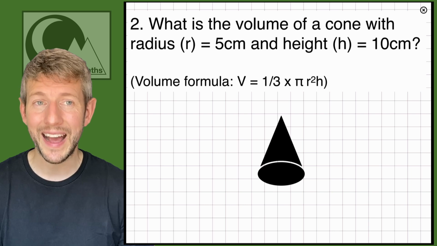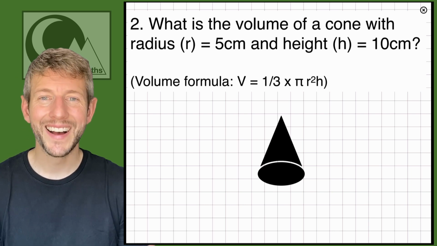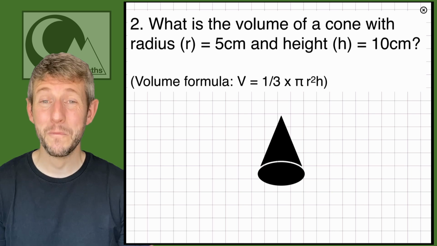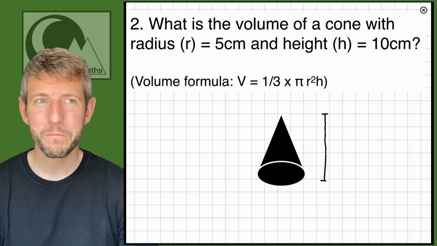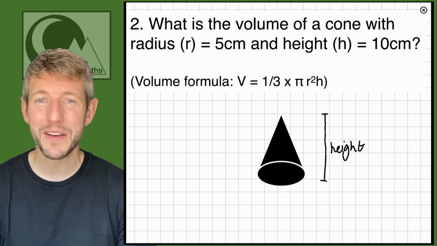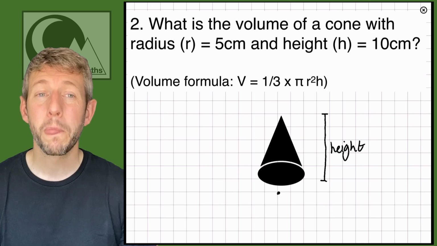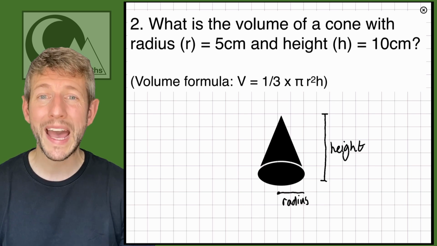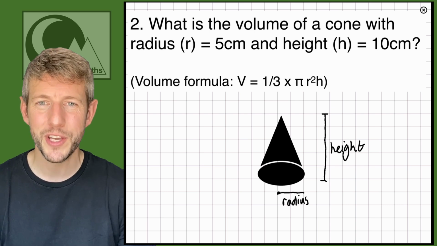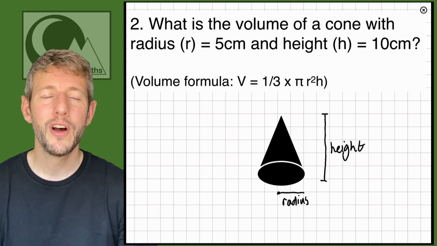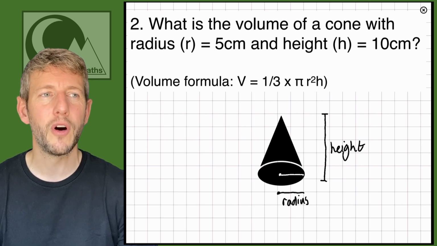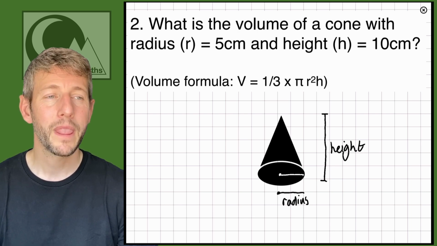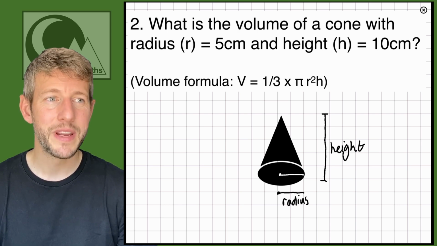Let's have a look at question 2. So here we go. Question 2, straight in the deep end with a cone. But that's fine. They are something that we've got to be able to tackle. But remember, we don't actually need to be alarmed because we have the formula. We just need to be able to use it. So let's have a look. Question 2 says, what is the volume of a cone with radius 5 centimetres, height 10 centimetres?